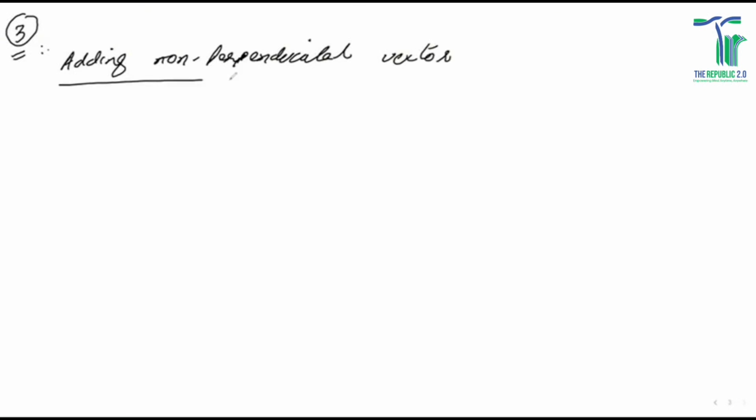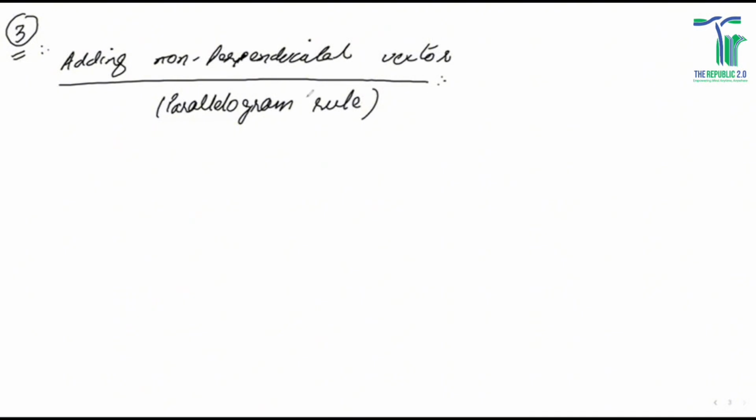Now, the last case is how are we going to add two non-perpendicular vectors? Now, there is a specified rule for that. How do we add two non-perpendicular vectors? And what is that specified rule? The specified rule about adding non-perpendicular vectors is known as the parallelogram rule. That rule is known as the parallelogram rule.